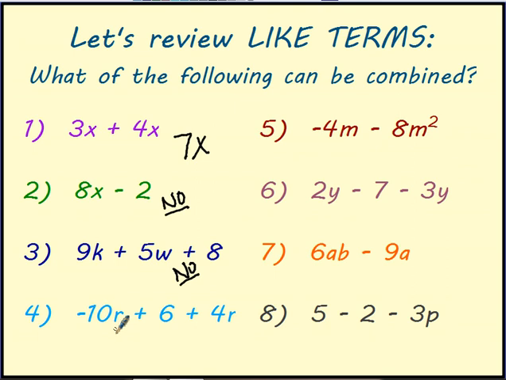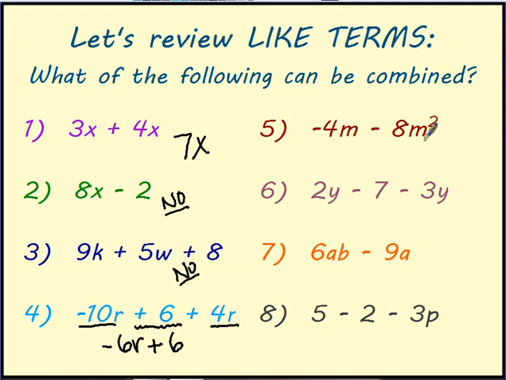How about negative 10r plus 6 plus 4r? Sure, I've got an r term and another r term. I've got negative 10 r's, like I owe somebody 10 r's, and then I'm getting paid 4 r's, or adding 4 more r's. Together, that's going to give me negative 6 r's. I can't forget this plus 6. Even though it doesn't have anything to be combined with, it still gets included in my answer. So I get negative 6r plus 6.